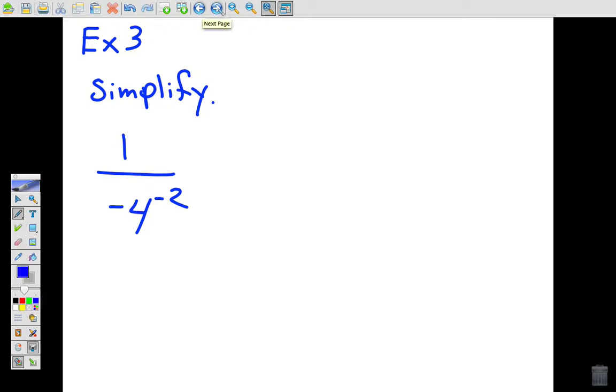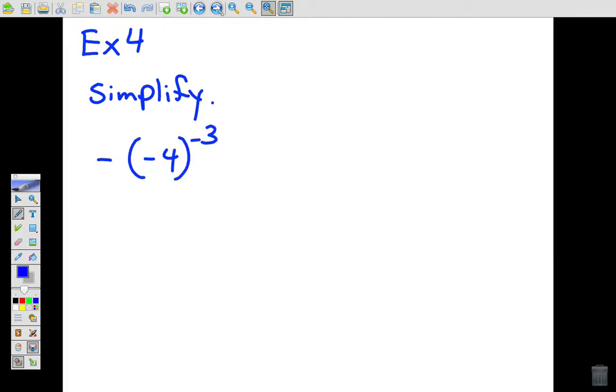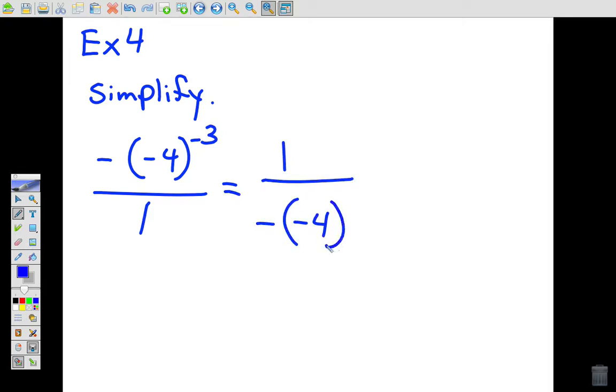All right, example 3, similar type of problem, except now it's in the bottom, we need to move everything up. So the negative 4 is still negative 4, but to the positive 2. Square the 4, take the opposite of it. So let's see, 4 times 4 is 16, take the opposite of 16, negative 16. All right, example 4. It's in the top, move everything down. So I still have that opposite of a negative 4, but it's to the positive 3 power. Now make sure you do the exponent first, then take the opposite.